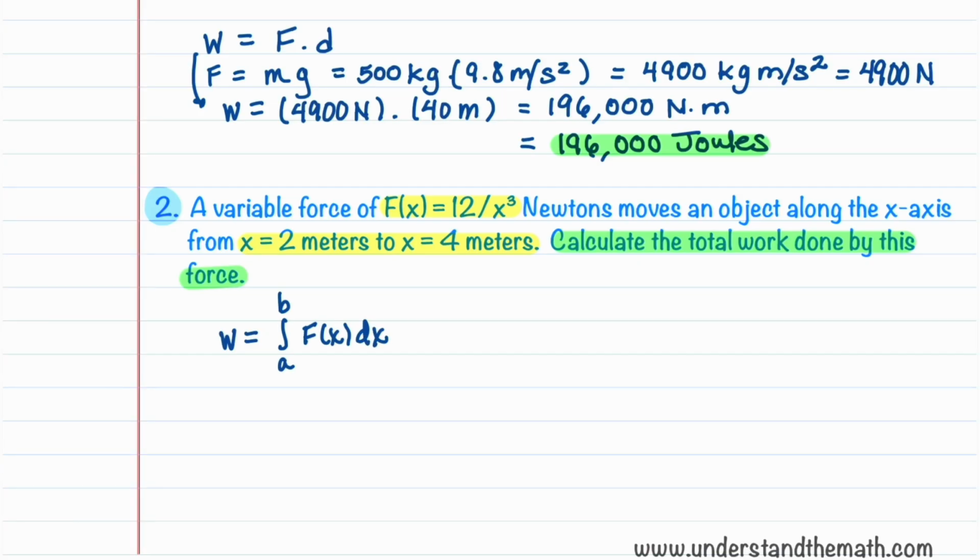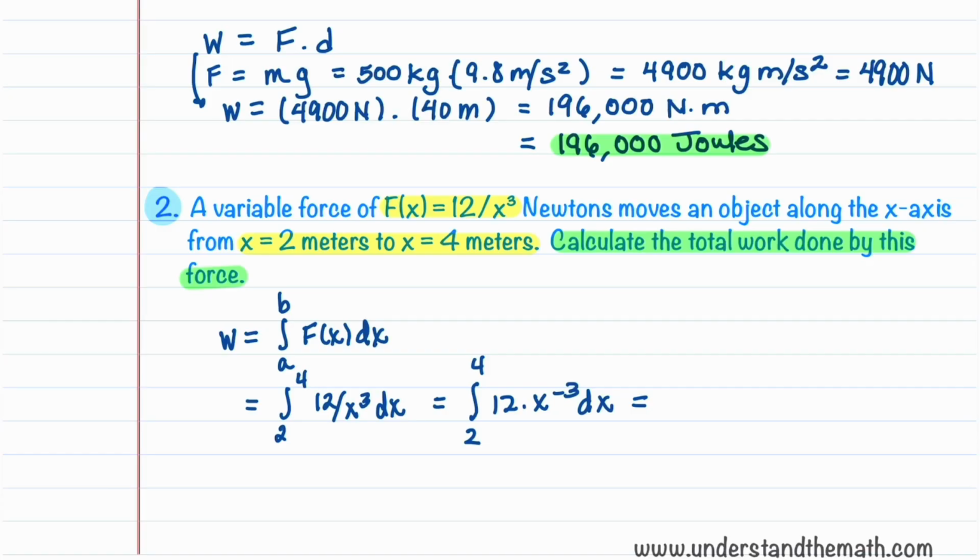To evaluate this integral, we need to know what A and B are. We are already told what f of x is. Because the object moves from 2 meters to 4 meters, A is going to be 2 and B is going to be 4. Our work then is the integral from 2 to 4 of 12 divided by x cubed dx. To make this easier to integrate, I'm going to rewrite our function as 12 times x to the minus 3. That way we can easily integrate it.